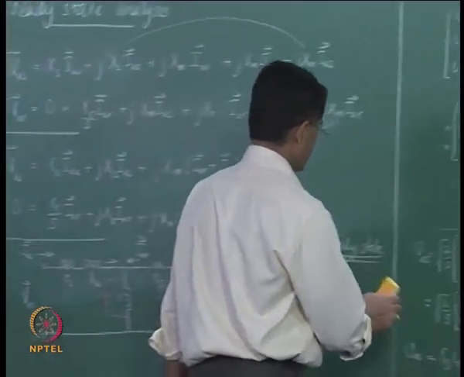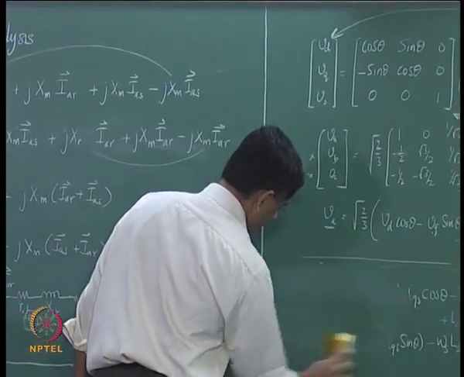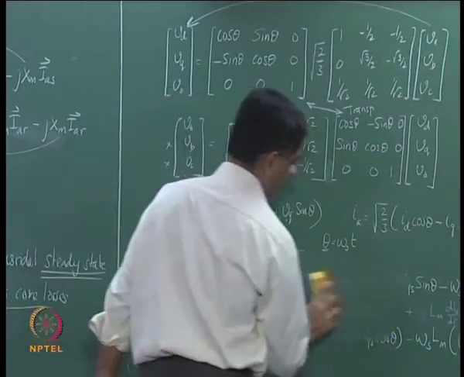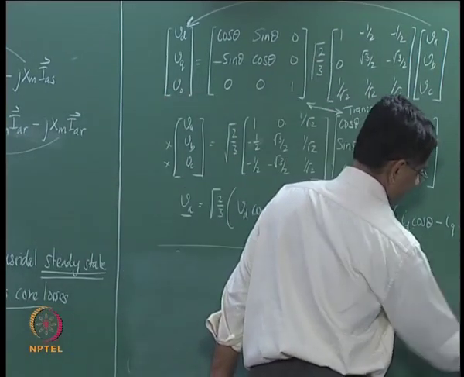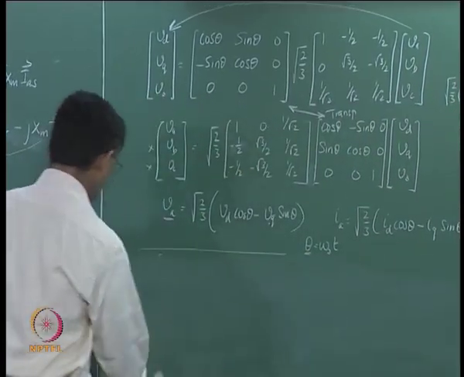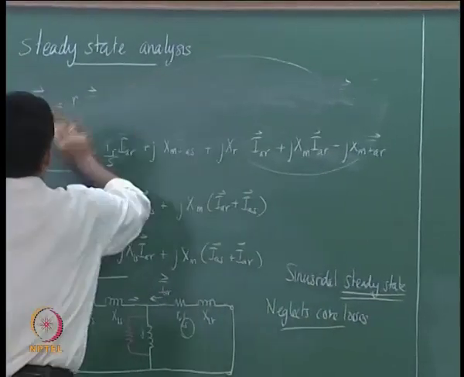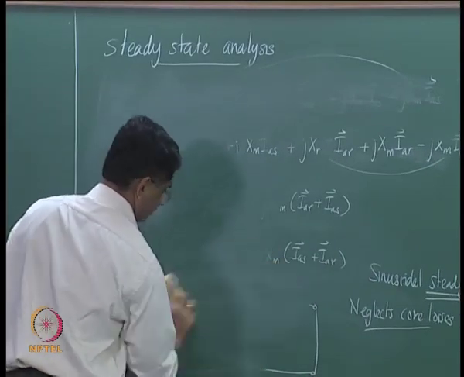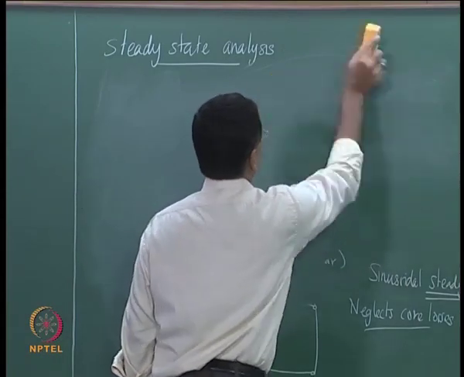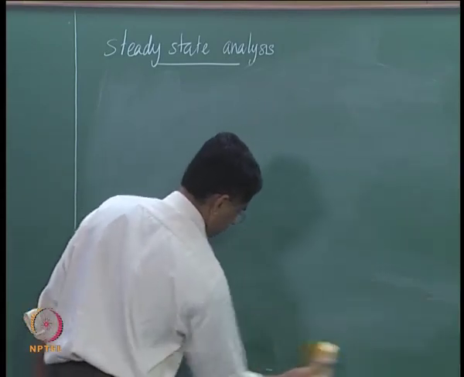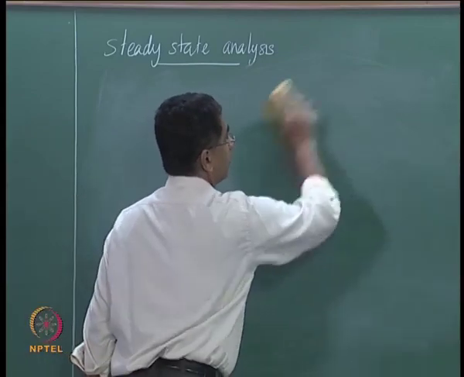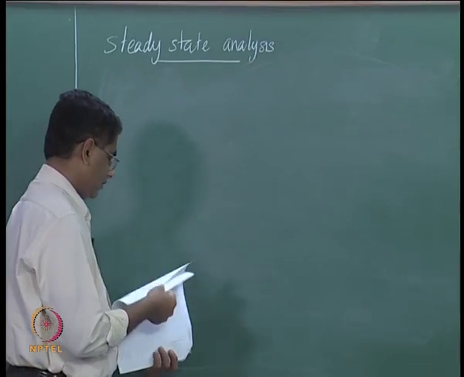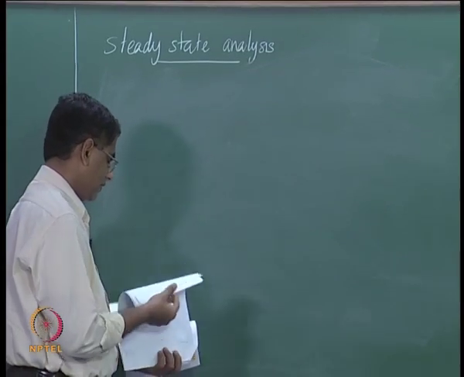So how does this work for the synchronous machine? Let us now look at the steady state representation or the model for a synchronous machine. Let us get rid of this also. In the case of a synchronous machine, let us write down the equations first on the d and q axis.